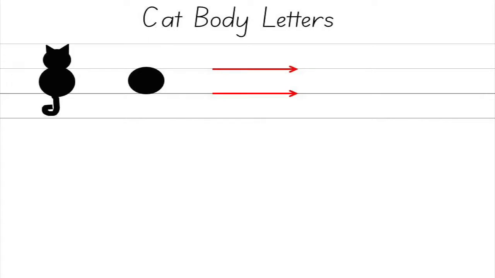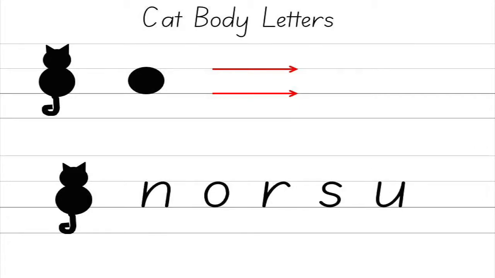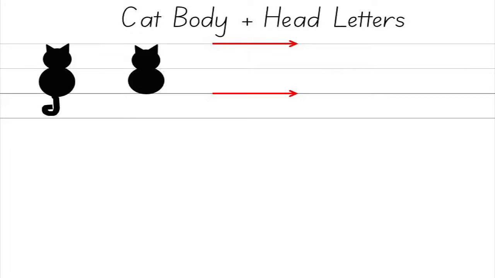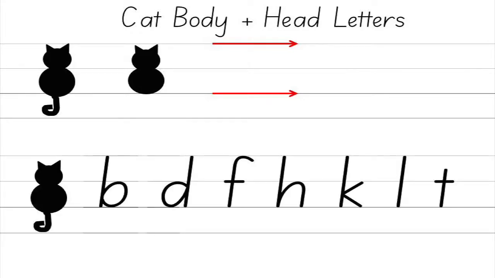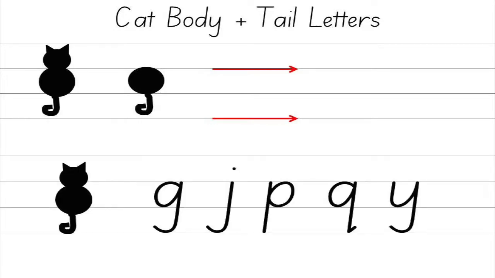So the cat body letters are the most common letters, and they're the ones that sit between the 2 main lines, like the letters A, C, E, I, M, N, O, R, S, U, V, W, X, and Z. Then we move on to cat body and head letters. So these are the taller letters that come right up to the top. It's B, D, F, H, K, L, and T. And finally, there's cat body and tail letters. So these include G, J, P, Q, and Y.